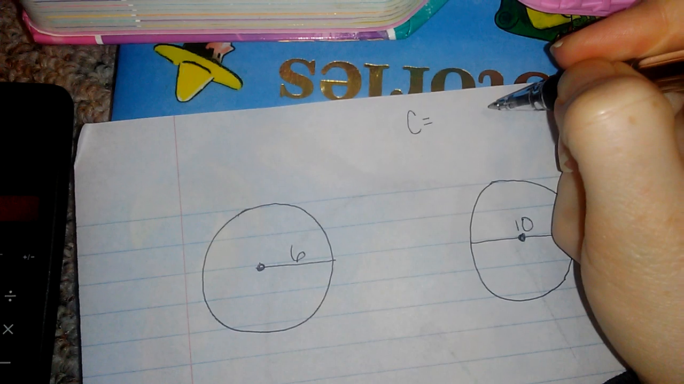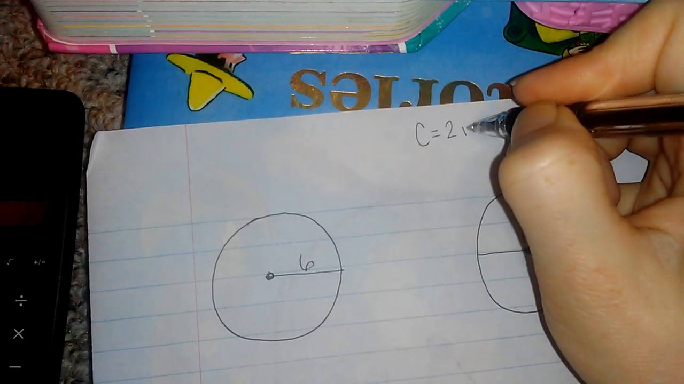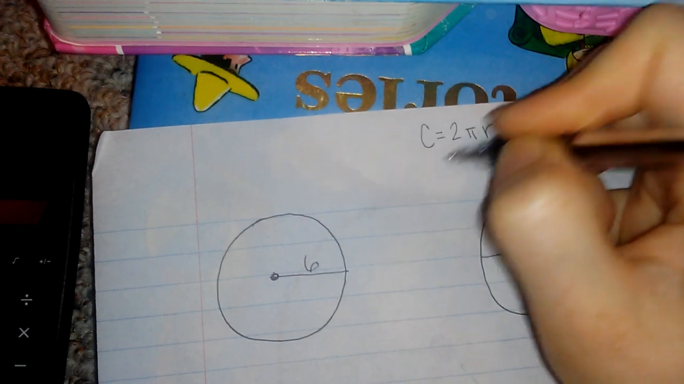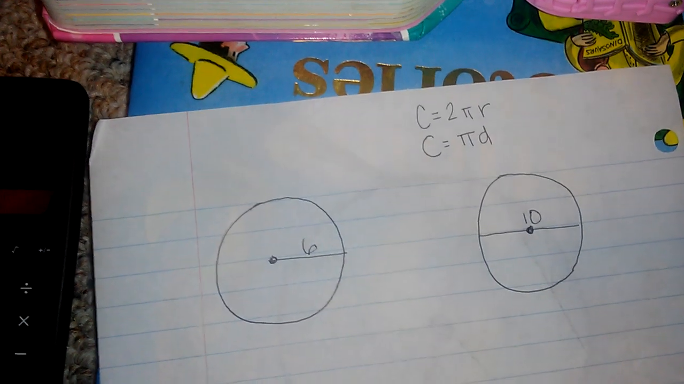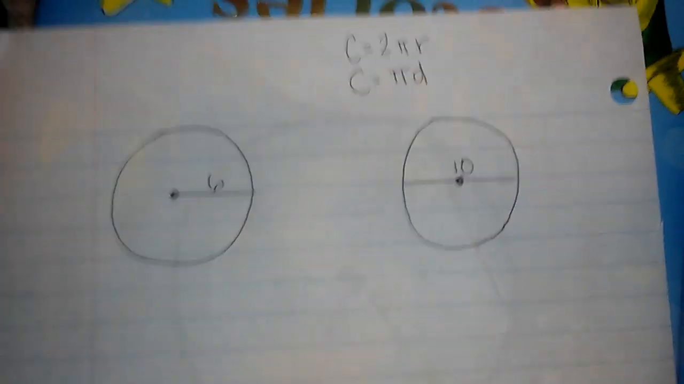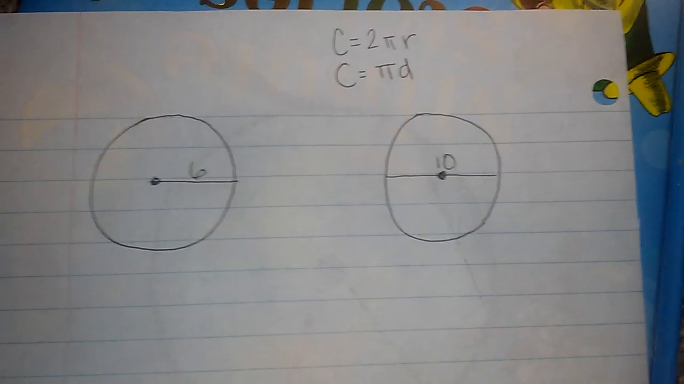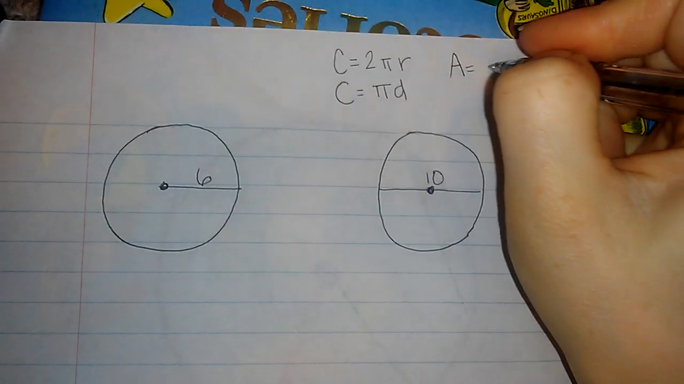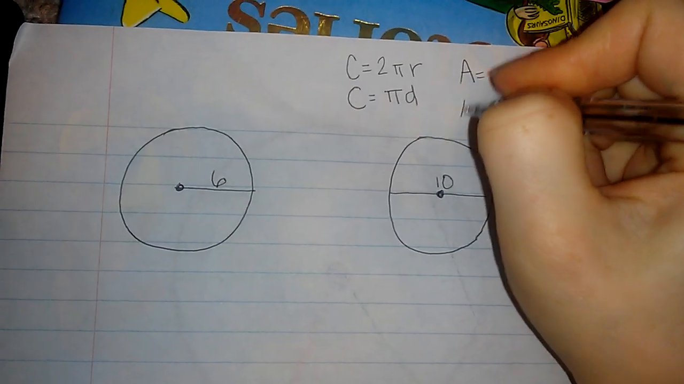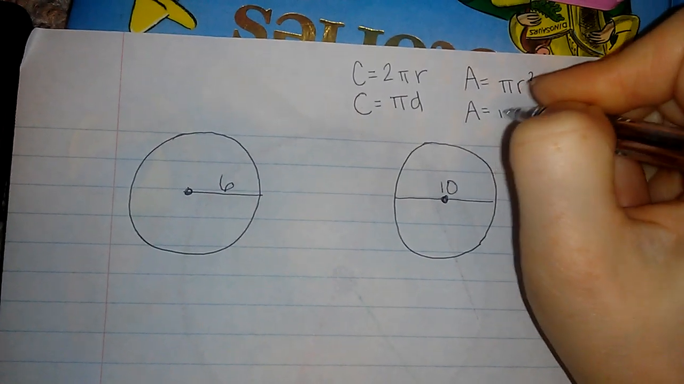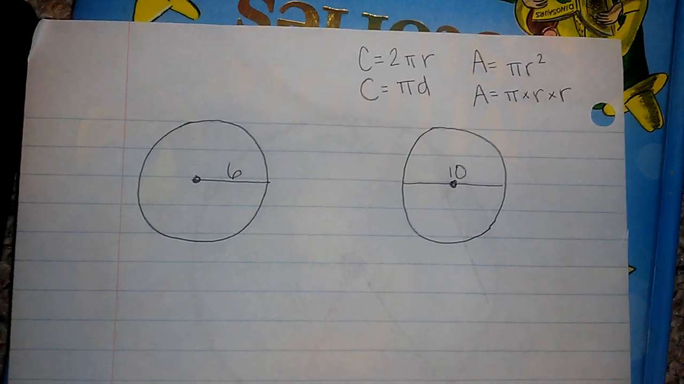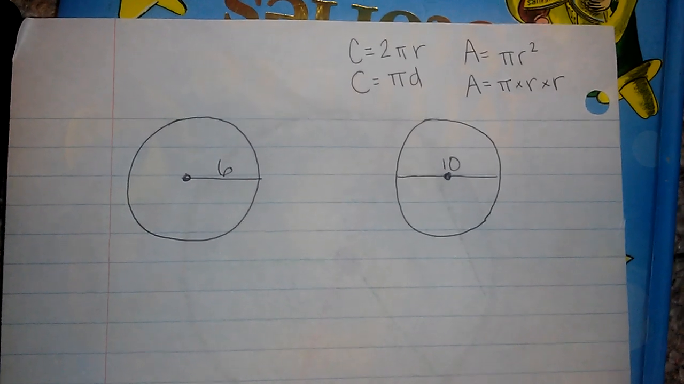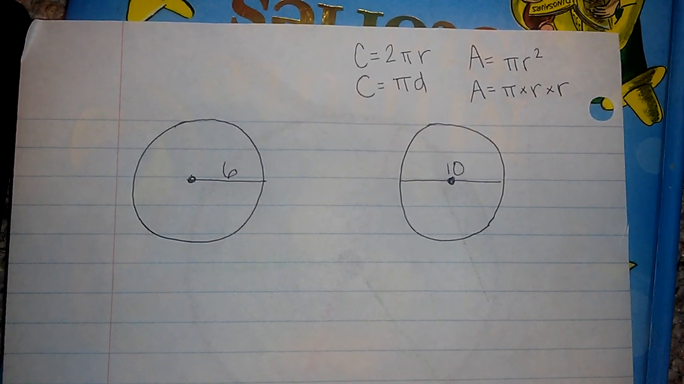We have circumference, and that is 2 pi r, or if you have the diameter, it is pi d. We are going to use those formulas to plug in a bunch of numbers. And then we have our area, which is pi r squared, but the easiest way to put it in your calculator is pi times r times r. So we're going to use those two formulas and show what they equal with these two circles.